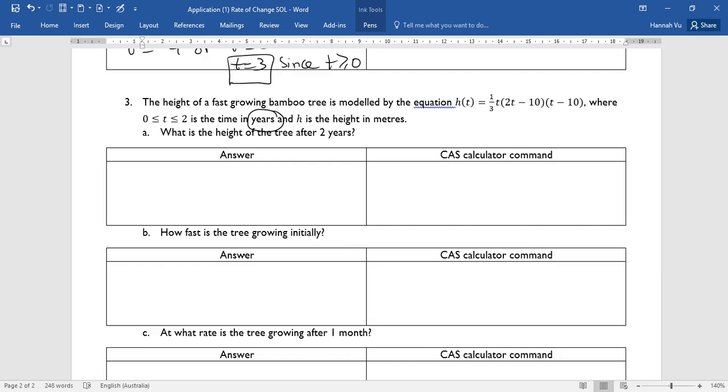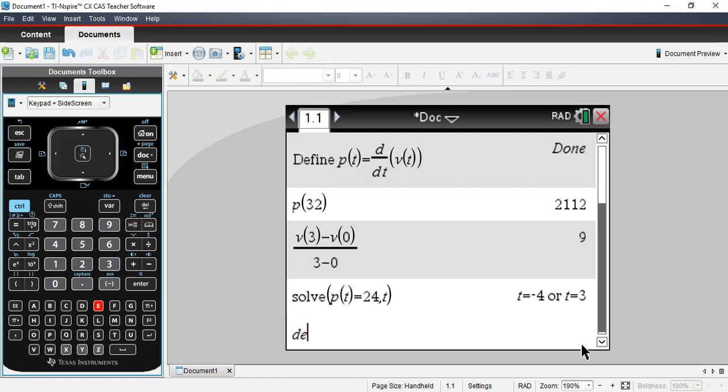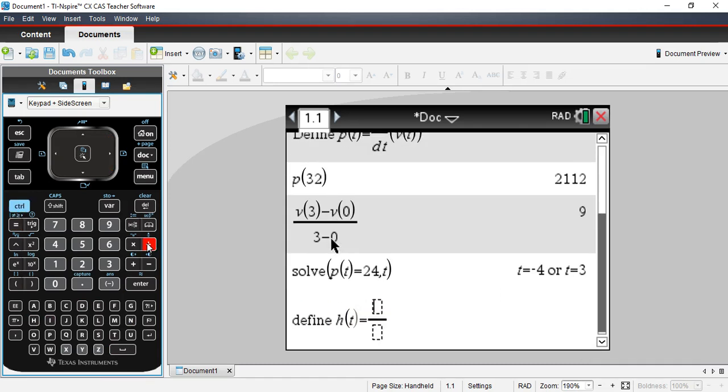But I'm just going to start with defining. A few people ask me what to do if you need to define. So h of t equal to a third. Take care and make sure that there is a multiplication sign between everything. So a third times t times bracket 2 times t minus 10, and then times t minus 10.